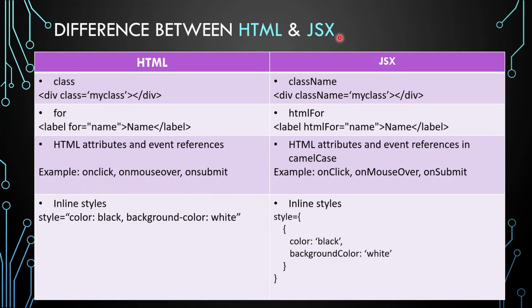We all know that HTML and JSX syntax are quite similar, but there are some differences. Like we have all seen that class becomes className in JSX, and also for became htmlFor in JSX. All the HTML attributes and event references like onclick, onsubmit, onmouseover become camel case, just like this. onclick became onClick. And similarly inline styles, just like we have done in HTML. But in JSX it's quite complex, and we will discuss the styling part in the later part of this course.